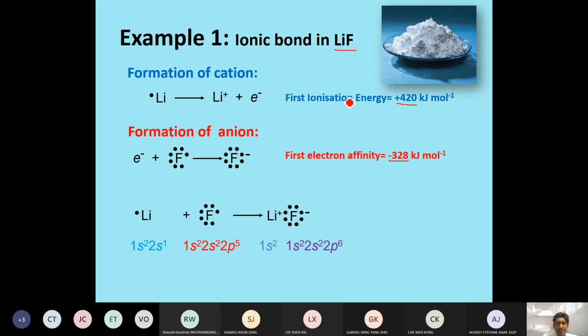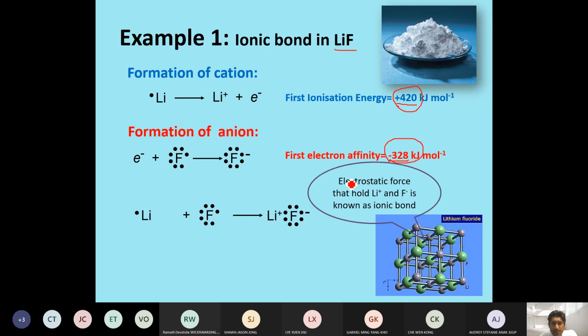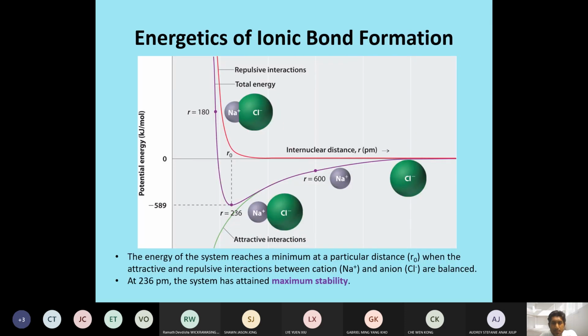The first ionization energy is 420 kilojoules per mole. So that means we need to provide 420 kilojoules, but the electron affinity for fluorine is negative 328. So there is a positive difference, which means we have to provide some energy for it to do the bonding.